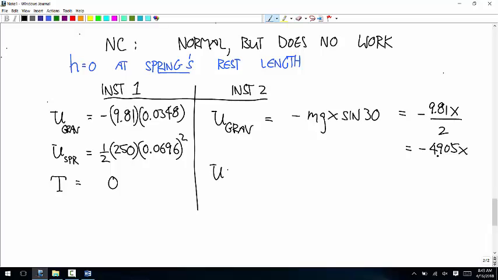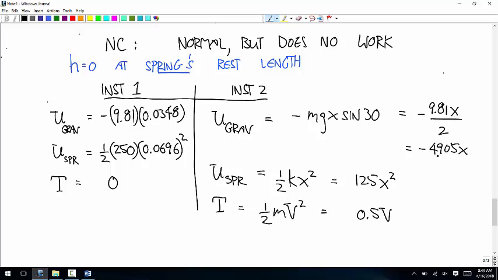And then what's the spring potential energy at this arbitrary x value? Yep, exactly. 1/2 times k times x squared. So that's 125 x squared. And what's the kinetic energy? 1/2 mass times the speed squared. We don't know what that speed is. We're trying to come up with the speed as a function of x. So we'll just leave this as 0.5 v squared.